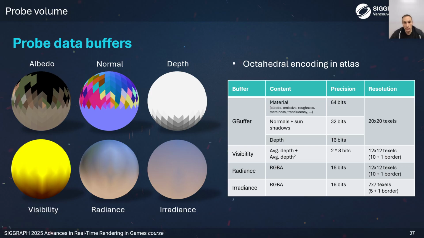Probe data is stored into a texture atlas using octahedral encoding. We keep the result of the compressed G-buffer information, which will be used to compute a temporary buffer for the lighting. And this lighting buffer will be convolved, and we're going to generate a visibility probe for computing the weights for interpolation of the probe. We're also going to compute a filtered radiance probe and an irradiance probe, as seen previously.